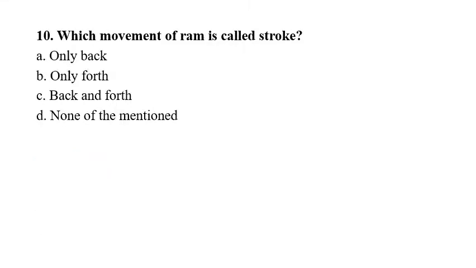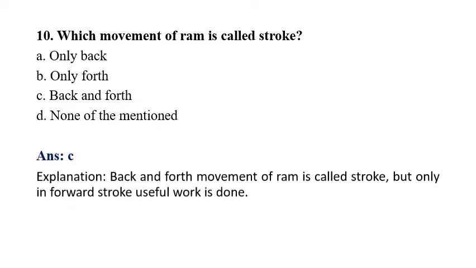Question number 10. Which movement of ram is called stroke? Only back, only forth, back and forth, none of the mentioned. The answer will be C, back and forth. See, the ram is a reciprocating member of the shaper, so it will move forward and backward. So the answer is back and forth.